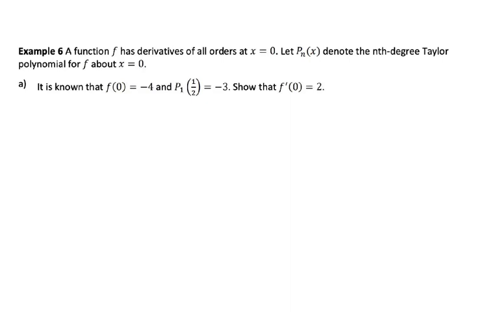So it says a function f has derivatives of all orders at x equals 0. Okay, so just remember this is considered the center. So remember in our model for Taylor polynomials, it had f prime of c and f of c and f double prime of c and x minus c. Your c is 0. Okay, so that's what this is telling us right here. Let the polynomial, Taylor polynomial, denote the nth degree for f about that center.